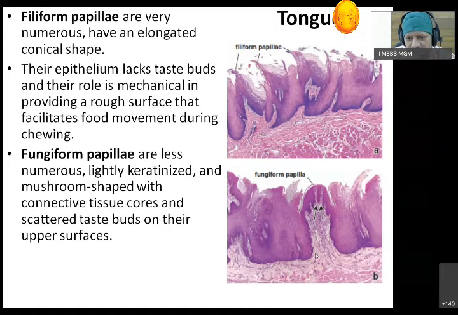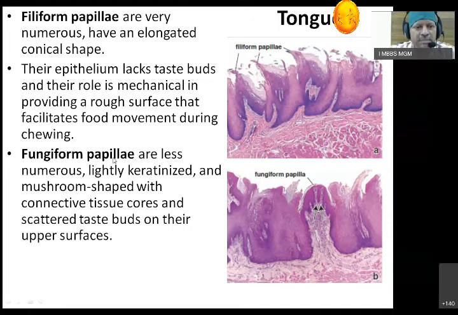See, the base is smaller and upper surface is broad. This is what we see usually at the tip of the tongue more. And you can see in between this, these are the taste buds which are going up and coming to the surface. These are the taste buds. So this is what we call fungiform papilla.